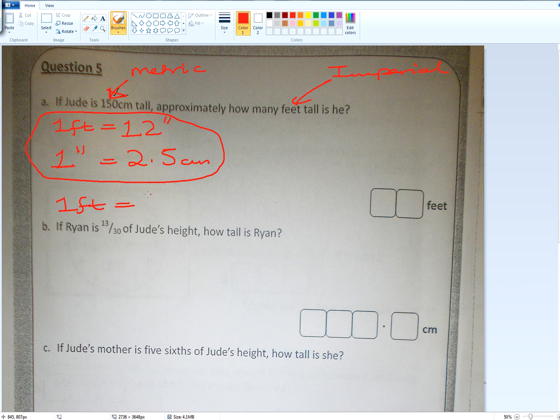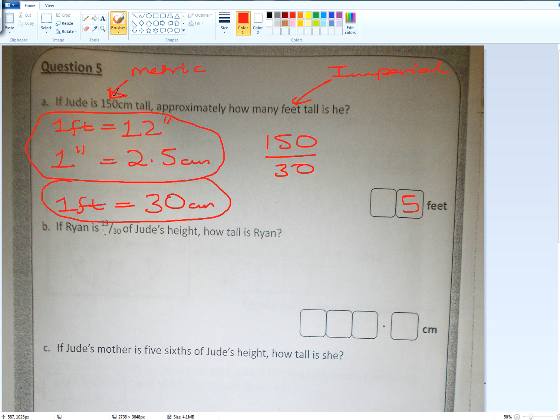30 is 24. Yeah, so we can also use that conversion as well. So 1 foot is equal to 30 centimeters. This conversion comes from these other earlier 2 conversions. So now we do 150 divided by 30, which will give us 5 feet.